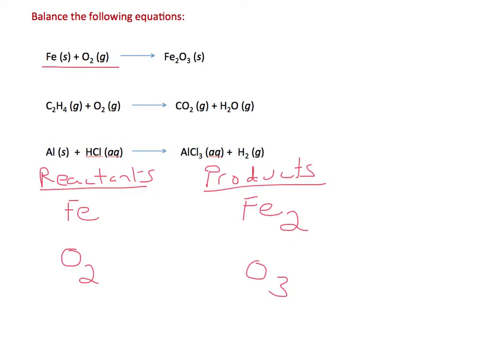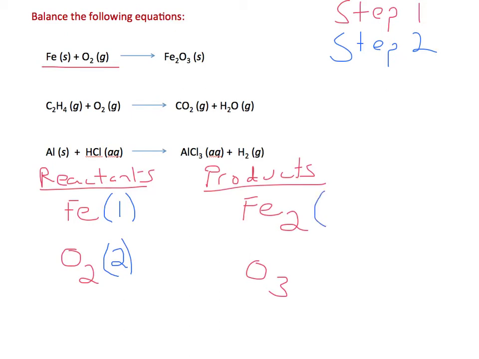The goal is to have the total number of atoms on the reactant side the same as the total number of atoms on the product side. We can go to step 2. We'll call everything in red step 1, and everything in step 2 blue. So we can add up the total number of atoms. We have 1 iron, and we have 2 atoms of oxygen, so a total of 2 oxygens on this side. On the other side we have 2 irons and 3 oxygens.